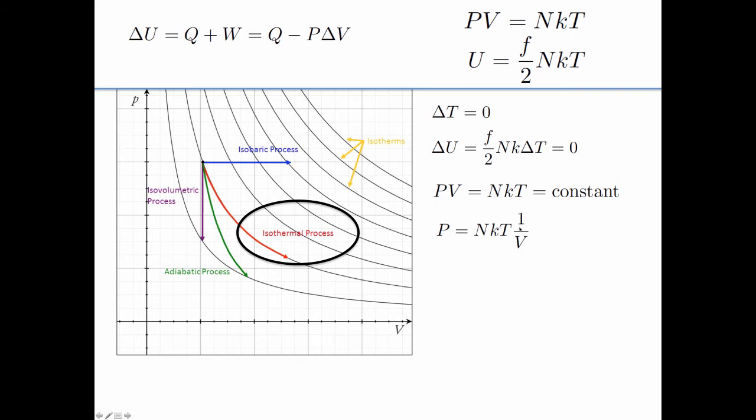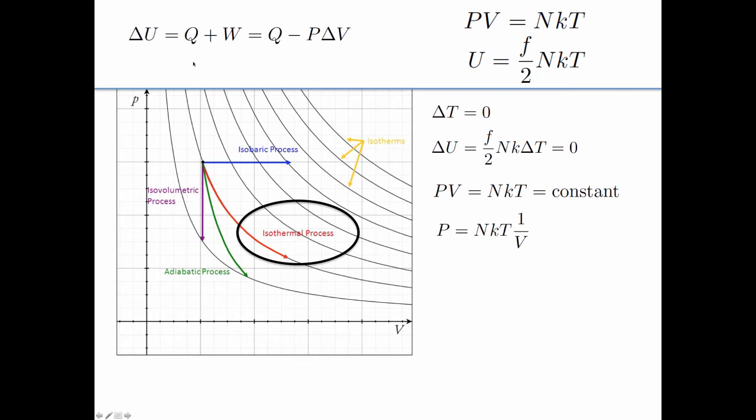Pressure is proportional to 1 over volume. And for different values of temperature, you get different lines like this. So these black lines here are all isotherms. If you move along this line, the temperature doesn't change and pressure is proportional to 1 divided by volume.